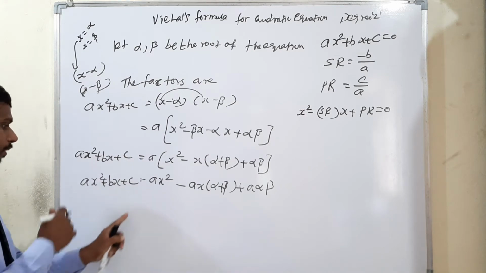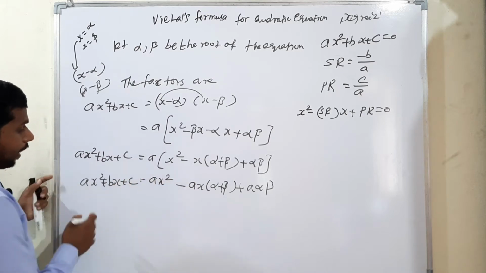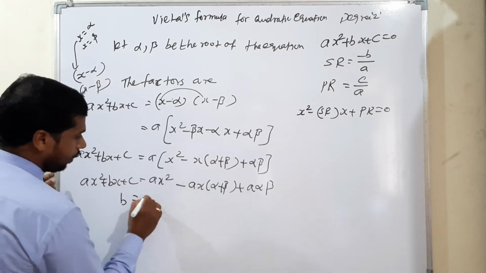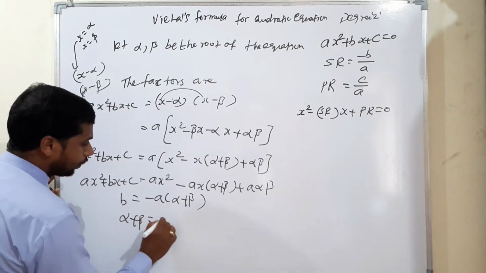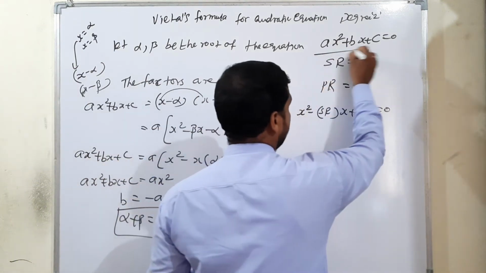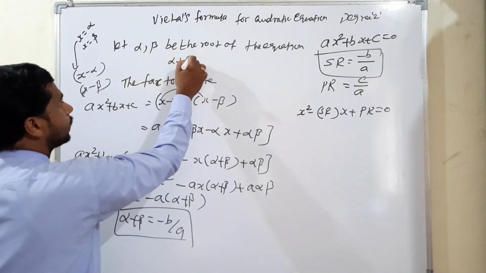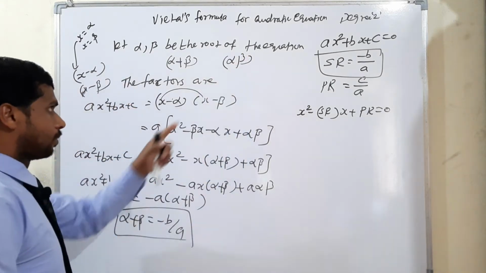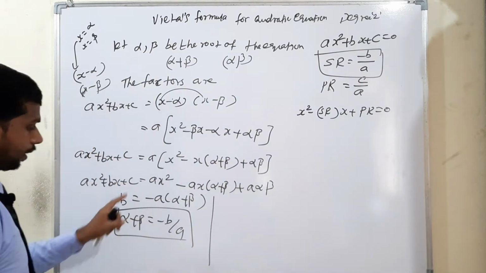Now equating, the first term will be neglected because the left hand side has ax square and the right hand side also has ax square. Next, equating the coefficient of x, the positive b is equal to the negative a into alpha plus beta. Therefore alpha plus beta is equal to negative b by a. See, alpha plus beta, that is the sum of the roots, isn't it? Alpha and beta being the roots, sum of the roots means alpha plus beta, and product of the roots means alpha beta. So the sum of the roots formula is minus b by a. Then for the product of the roots, equating the constant, there is only c.